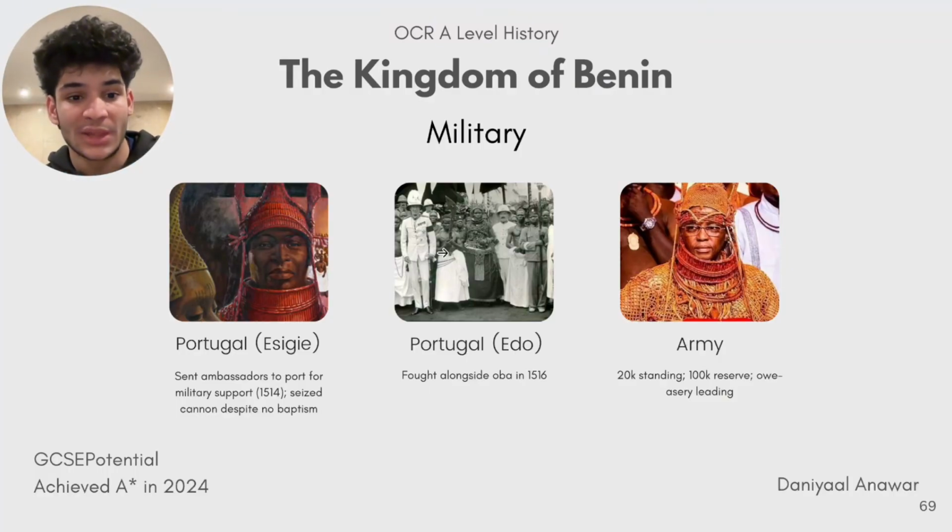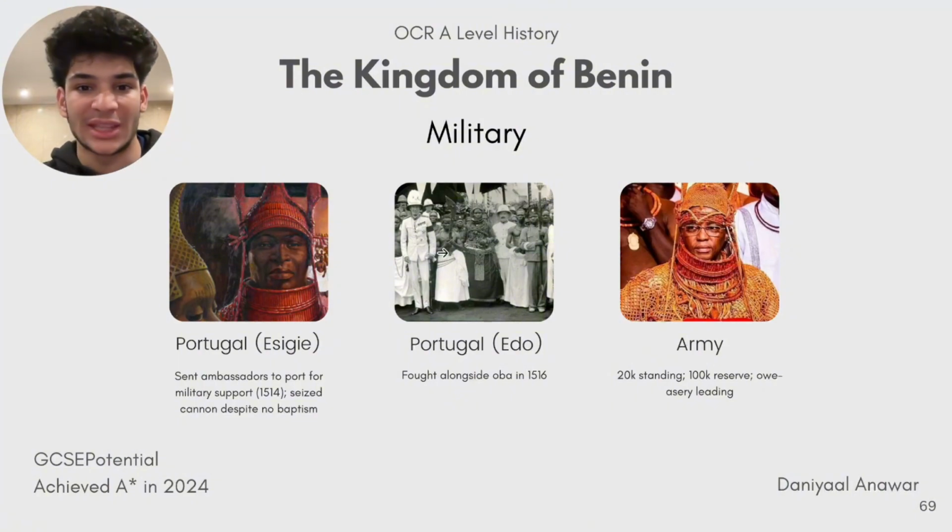He stole a cannon from the Portuguese, and that caused a bit of conflict. They said you're not allowed to have it because you're not baptized, but he didn't care. As well as that, Portugal, Edo. Edo is a region within Benin, which is quite important. And within Edo, there was conflict of some sort. What in particular happened was the Portuguese fought alongside the Oba in 1516. So Esigie basically said, yeah, Portugal, you better back it. And they did so. They helped the Oba defeat whoever they were fighting in Edo, which is quite good.